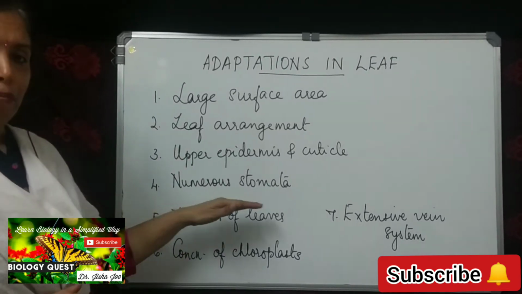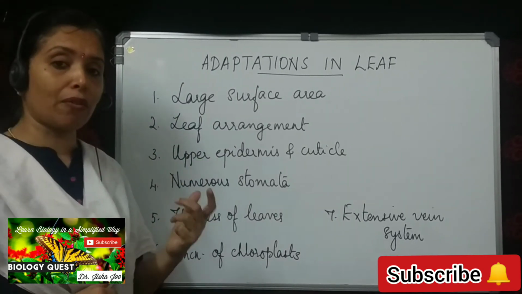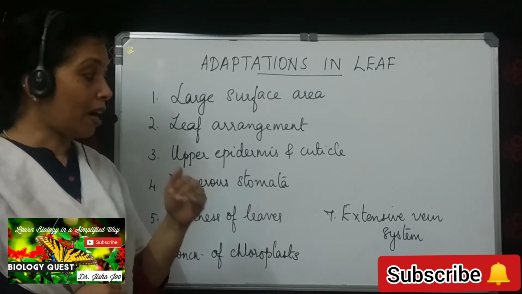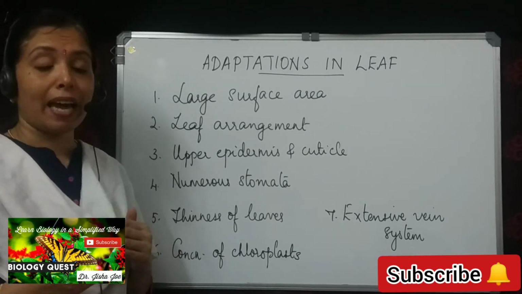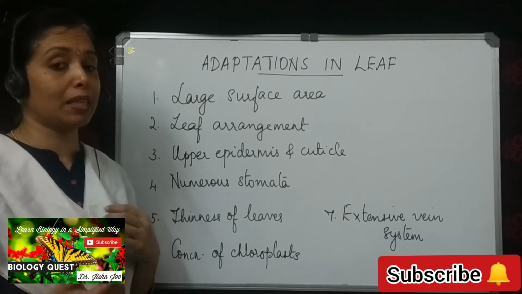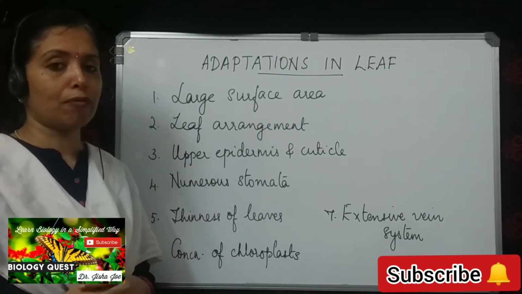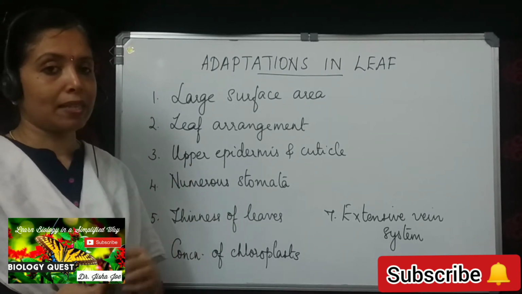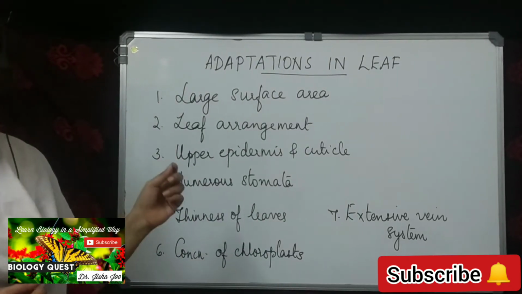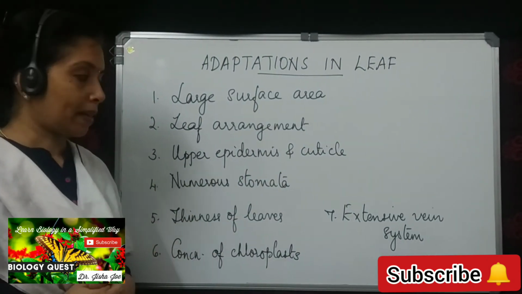Then numerous stomata. Stomata are numerous and distributed mostly on the lower surface. We know this is to reduce transpiration, and the large number of stomata on the leaves help the leaves for gaseous exchange, because photosynthesis requires carbon dioxide. Carbon dioxide is a raw material for photosynthesis, and this carbon dioxide is taken up through the open stomata. So numerous stomata allow the rapid exchange of gases, that is oxygen and carbon dioxide.